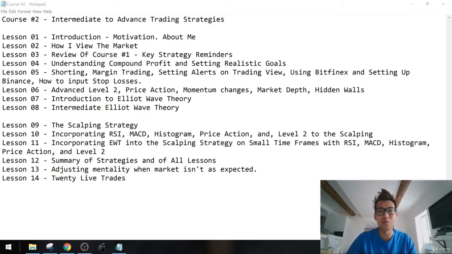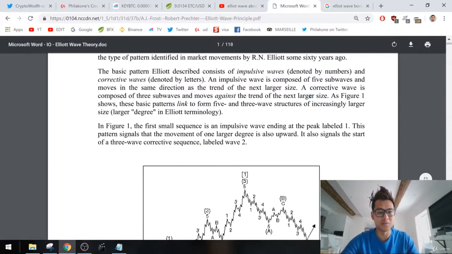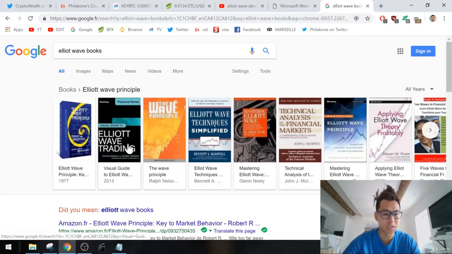Introduction to Elliott wave theory, lesson number 7. Woo! Let's get into it. So I'm going to recommend a book first of all to you guys, okay? I'm going to recommend 2 books that are very important for you guys to consider getting.